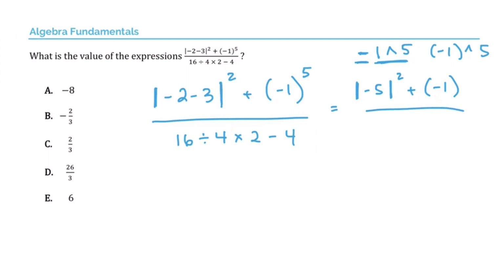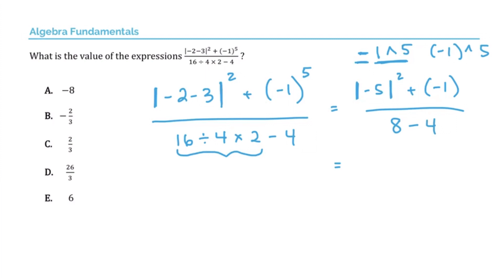Okay, so -1 to the power of 5 is going to stay -1 all over 16 divided by 4, which is 4. 4 times 2 is 8. So I'm going to have 8 minus 4 on the bottom. So notice that I just kind of combined that first section going straight across from left to right. 16 divided by 4 is 4. 4 times 2 is 8. Then I'm going to do the minus last. So that's why I rewrote it as 8 minus 4.